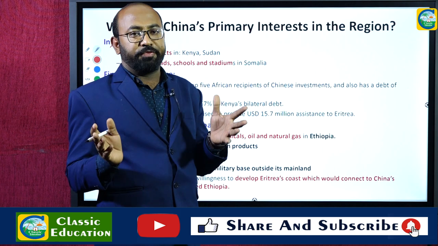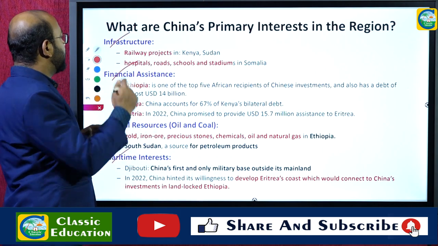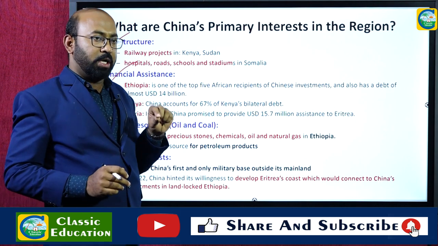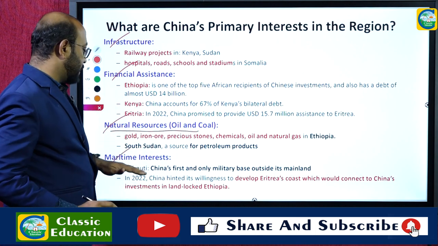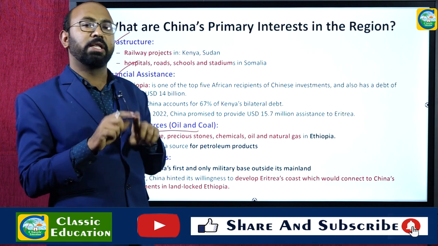Now, along with those statements, there are primary areas for China: infrastructure development, financial assistance to the developing and underdeveloped countries in the region, then natural resources and maritime interests. These are the four key areas of China in the region. Okay.